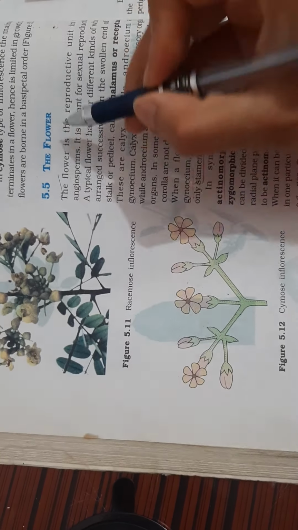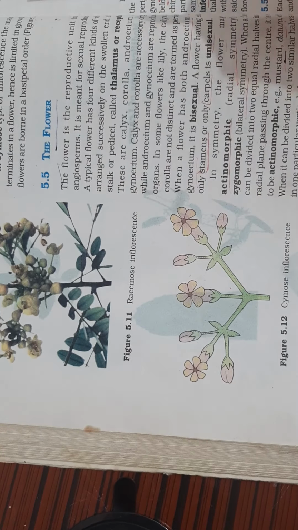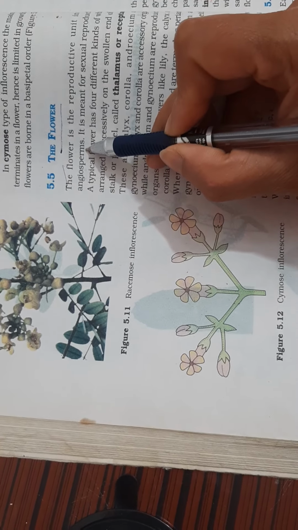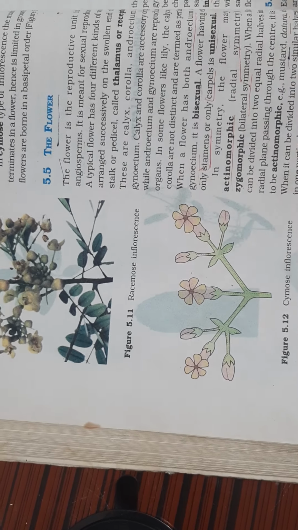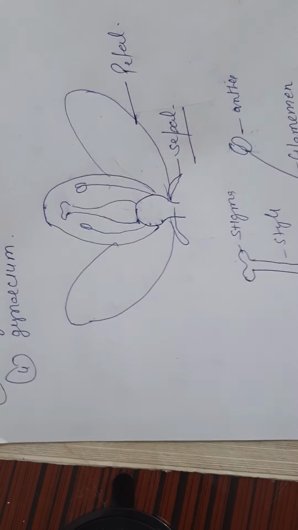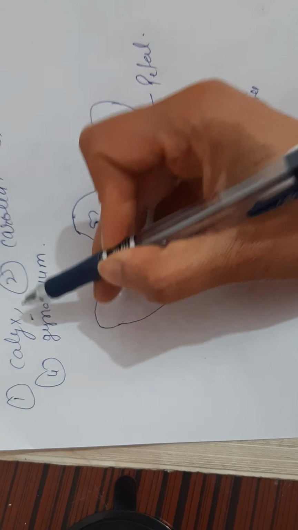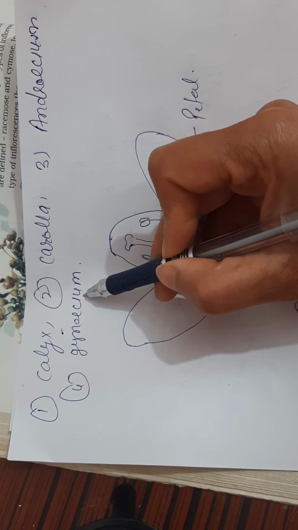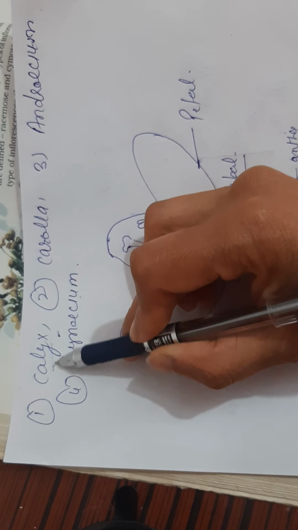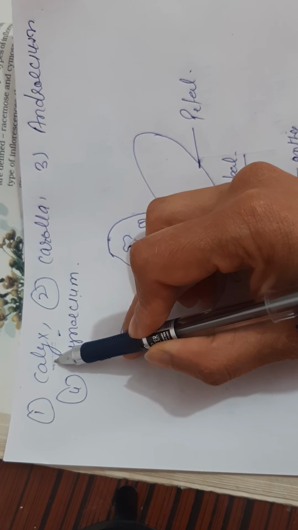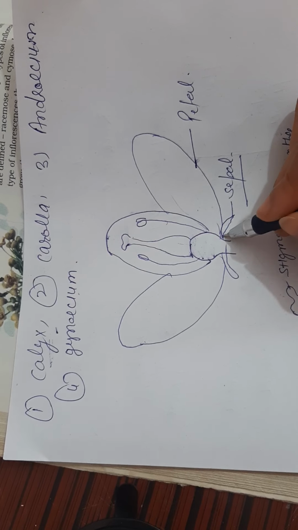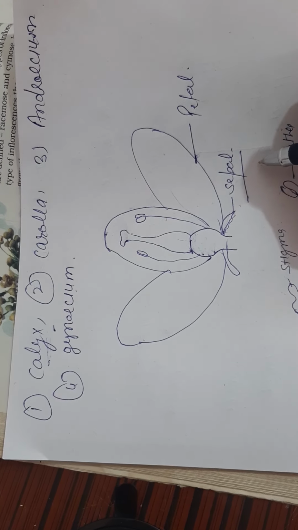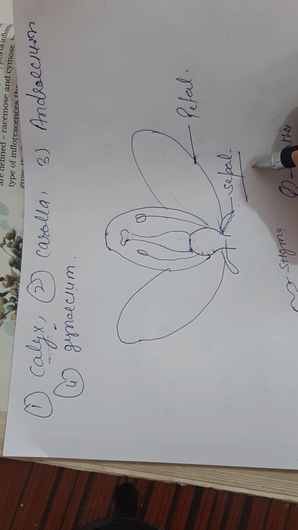Your next topic is flower. Flower is the main reproductive unit of the angiosperm. Angiosperm means flowering plant. It consists of four main parts: the calyx, corolla, androecium and gynoecium. Calyx is the group of sepals. Sepals are the outermost green covering of the flower. It protects the flower during wet conditions.